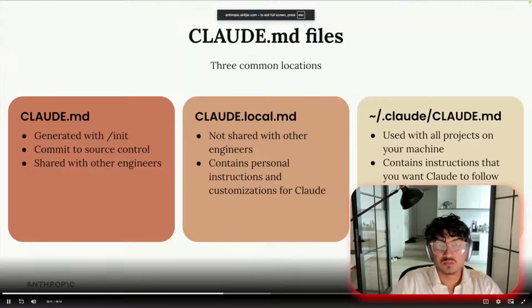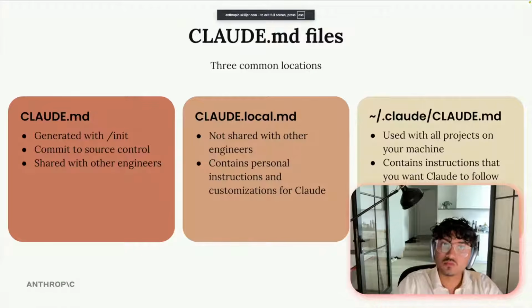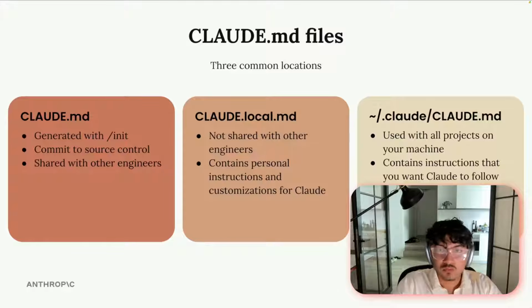Just so you know, there are multiple Claude MD files that Claude Code will make use of. There's a project level, a local level, and a machine level. The project level is what we just generated by running the /init command. We are generally going to commit this file to source control, like Git. We're going to share this file with other engineers, and it's going to have some project-specific directions that we want to hand off to Claude.